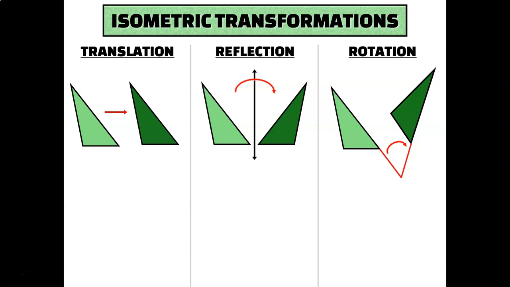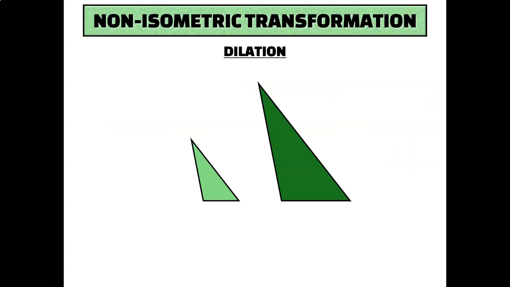These 3 transformations are isometric. All of the triangles that you see on the screen right now are all the exact same triangle. They're just in a different place or in a different orientation. So that makes them isometric, which we also call rigid. But let's look at a non-isometric transformation. This is called a dilation. The light green triangle got bigger, or the technical term for that was enlarged, to become the dark green triangle. Since those 2 triangles are obviously not the exact same triangle, this is a non-isometric transformation.